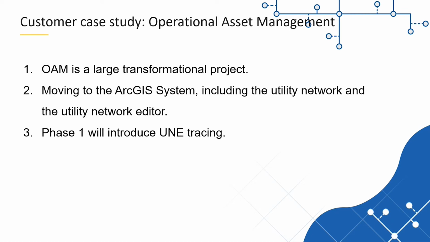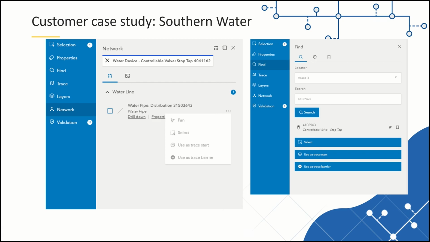And I want to show you some of the features and configurations in the utility network editor that helps Southern Water users to be productive. The first is showing how a user can easily use assets as a trace start or a trace barrier. So the screenshot on the left, you can see I've been using the network traversability panel to look at my network and to move down it or up it. And then I finally found an asset which I'm interested in doing a trace on.